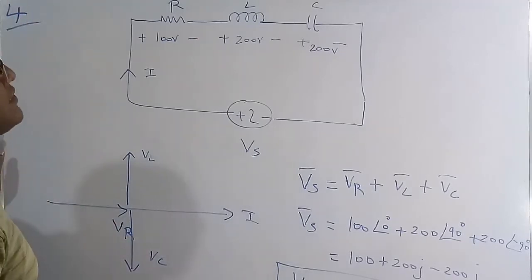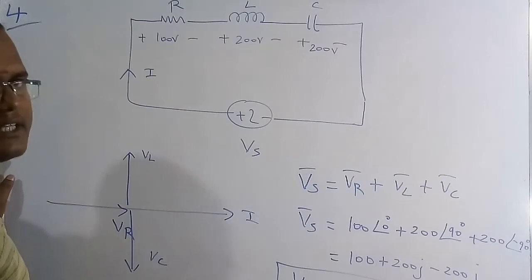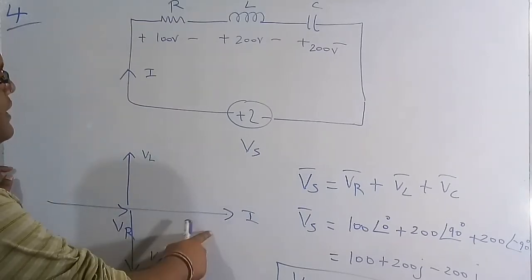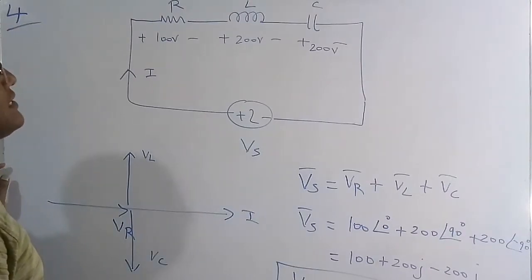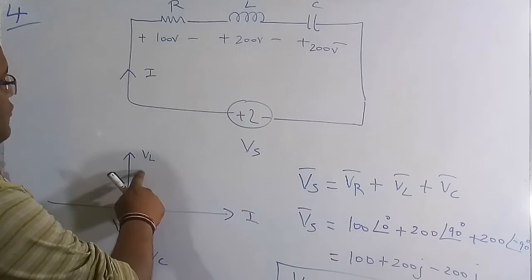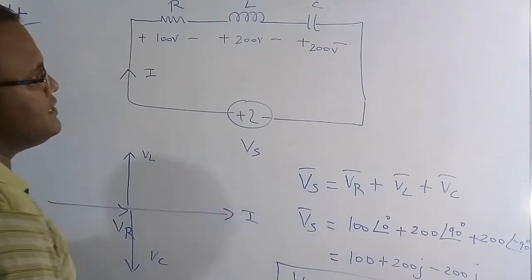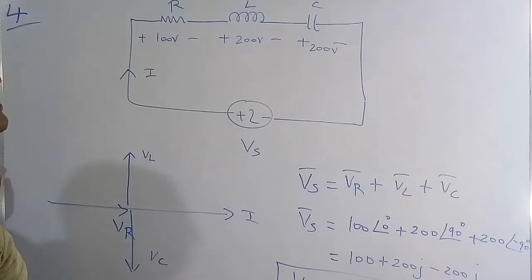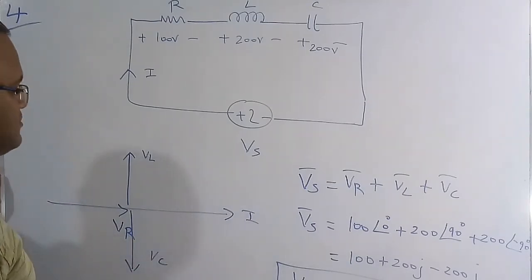In a series RLC circuit, for the resistor, the voltage across the resistor and the current lie in the same phase, so VR and I are in the same phase. In the inductor, the current is going to lag the inductor voltage by 90 degree. Similarly, in a capacitor, the current is going to lead the capacitor voltage by 90 degree.